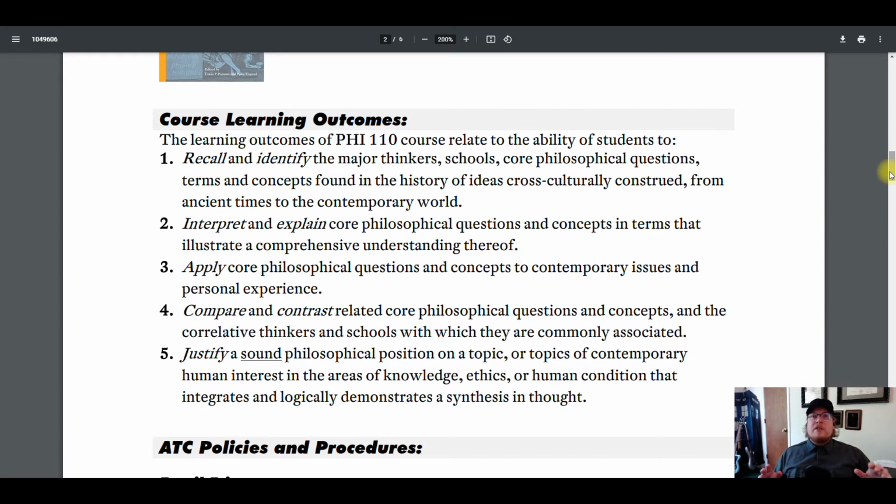A comprehensive understanding thereof for an introductory course. I'm not expecting anybody to have a PhD in ethics as we're going through this course, but be able to at least say, okay, this is how utilitarianism was explained to me in class, here's what utilitarianism is, and maybe here's some problems with that. Or here's why it's good, those kinds of things. Demonstrate that you know what you're talking about, at least insofar as we've talked about it in the class.